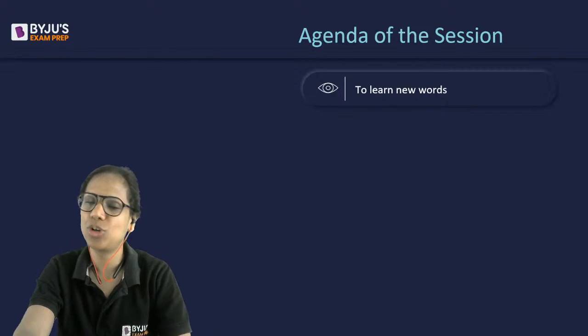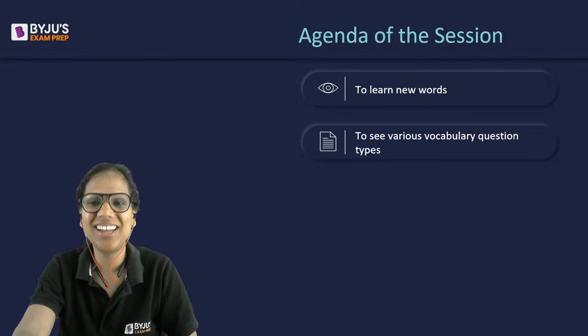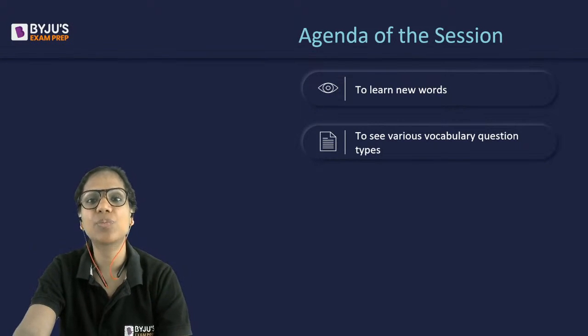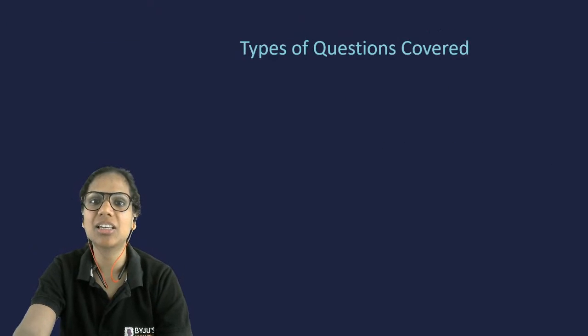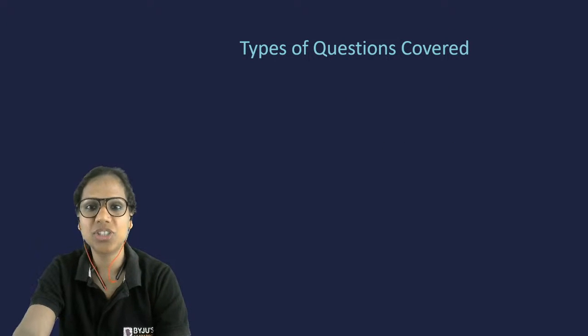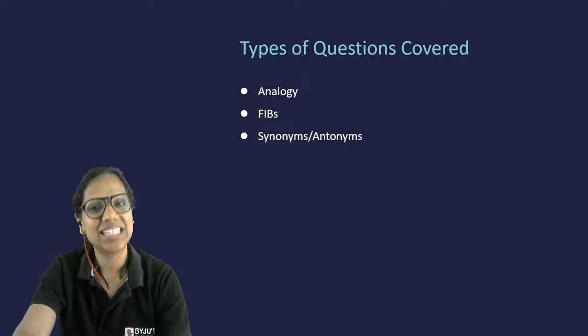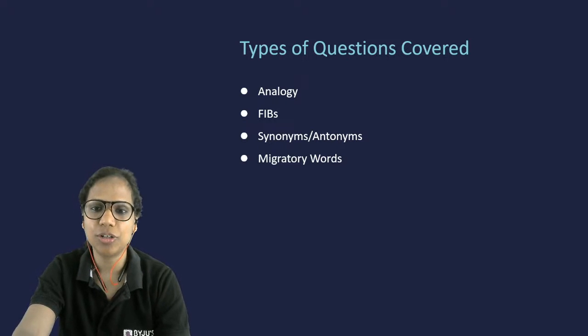Of course we'll learn new words today, that's on the agenda, and we'll see some question types. My aim is to expose you to various question types that are asked in your OMETs. So what all question types are we going to cover? Analogy, fill in the blanks, synonyms, antonyms, migratory words. We'll see a couple of them, not a lot of them.